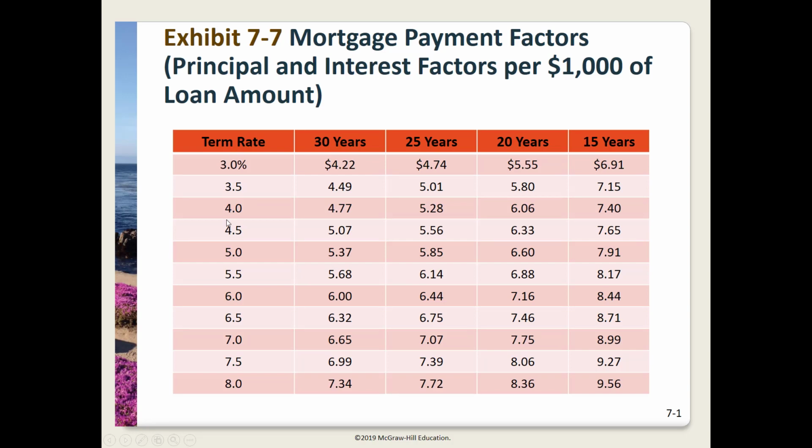And so the term, rate, or what is the interest rate that you'll get on a home, and how long the loan is, whether it's a 30, 25, 20 year, or 15-year loan. So for instance, I recently bought a home. It is a 30-year loan, and the interest rate I got was a 4.5. So the mortgage payment factor that I'll use is 5.07. So you just want to make sure you know how to read the table, interest rates on the left and the length of the loan in the columns to the right.